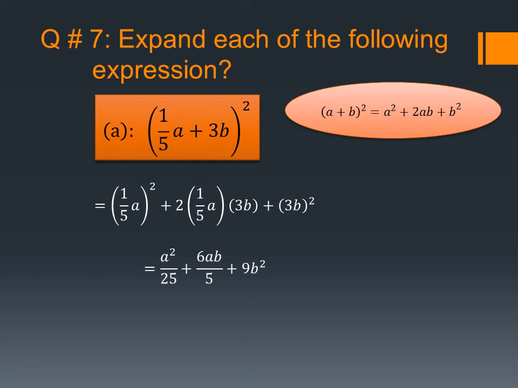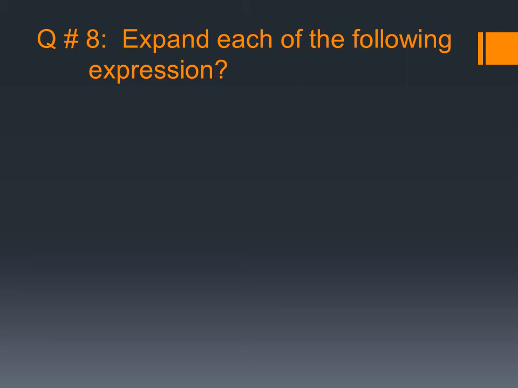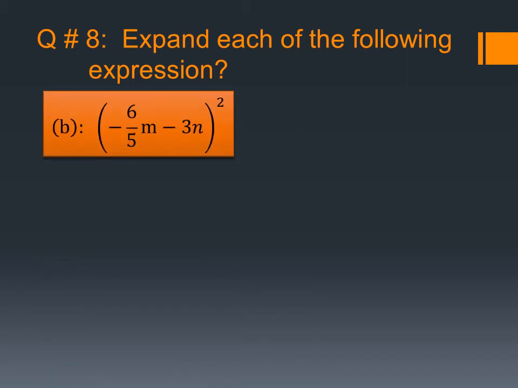are multiplied by themselves, or we have to take the square of them. Moving to question number 8. Question number 8 is minus 6 by 5m minus 3n whole square.